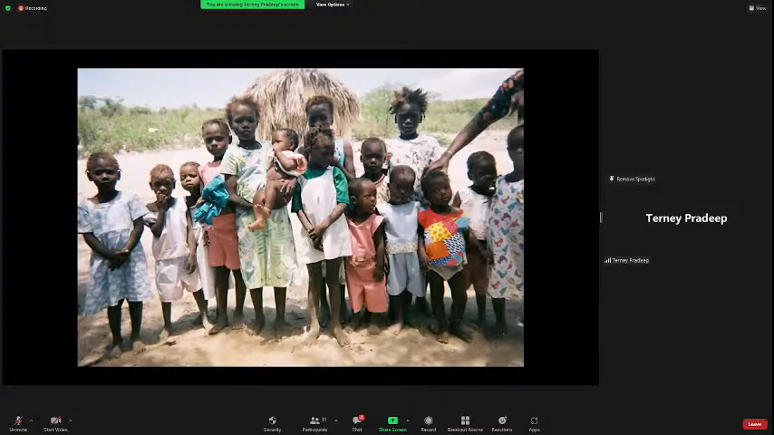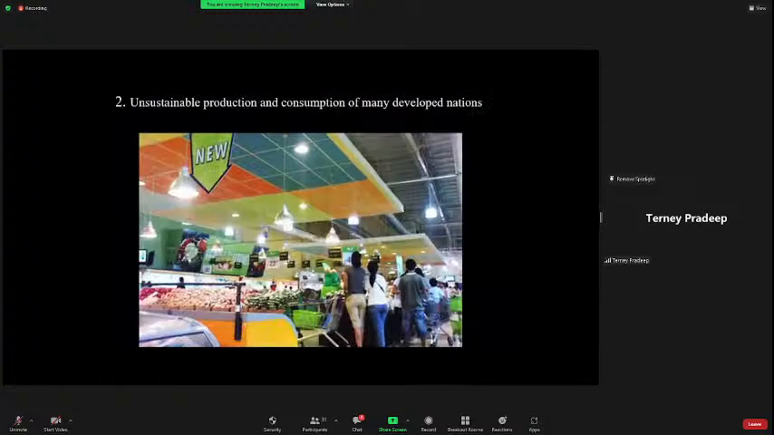That's one of the biggest, largest issues. The second issue is unsustainable production and consumption, because they are always depending on very high end food, whereas countries like African and other countries, they are living on very primitive food. For example, they cultivate maize.